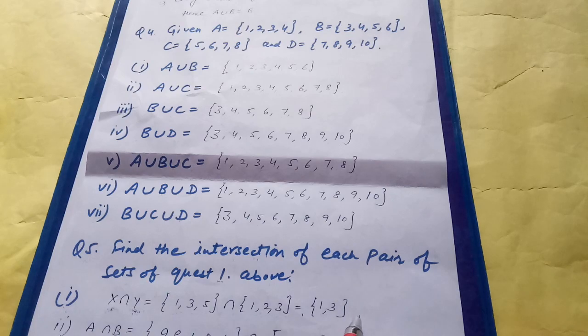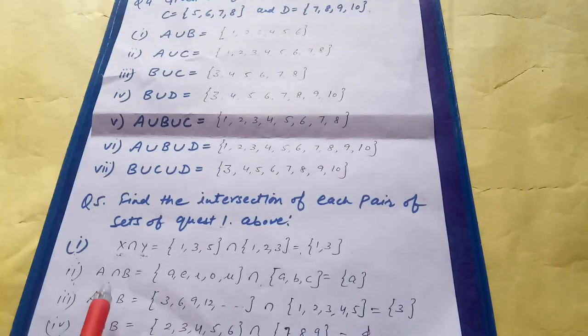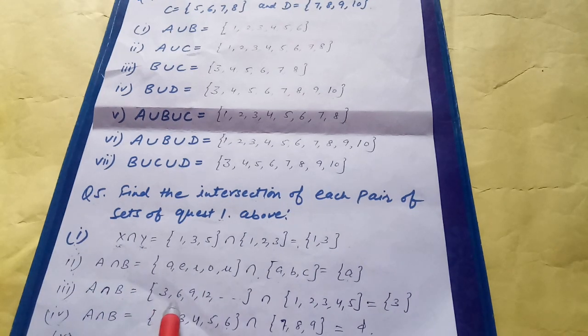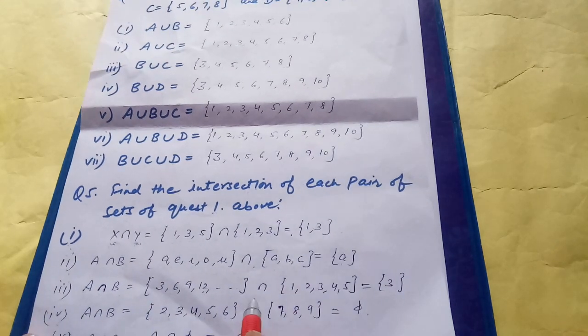Only 2 elements are common. In next part, second, A intersection B. A set is given A, E, I, O, U, and B set is A, B, C, and the elements which are common to both are only 1, that is A set. In third part, A intersection B. A set is 3, 6, 9, 12, and so on.